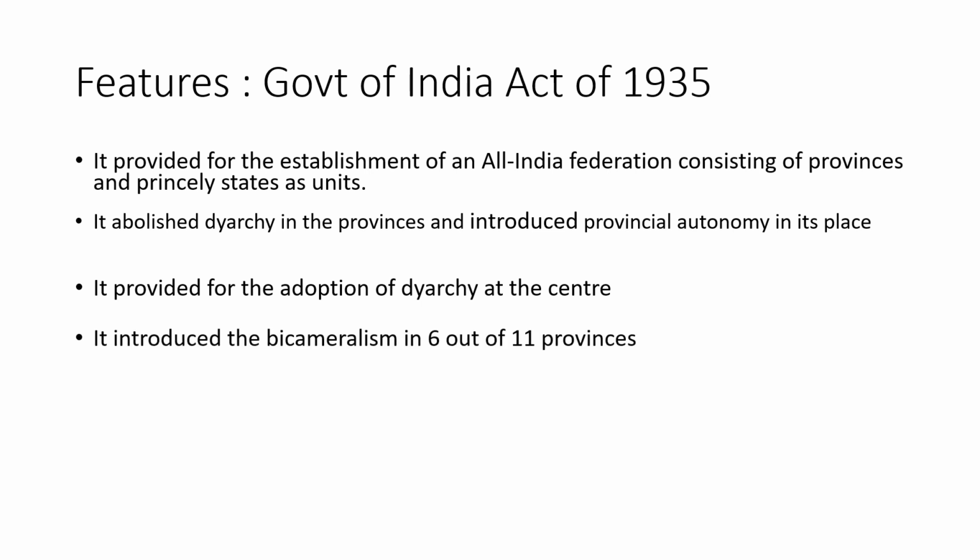Now, it also introduced the concept of bicameralism for 6 out of 11 provinces. And that is the reason that today the legislatures of Bengal, which is now called Kolkata, Bombay, which is now called Mumbai, Madras, Bihar, Assam, and United Provinces were made bicameral, consisting of a legislative council, that is upper house, and a legislative assembly, that is lower house.